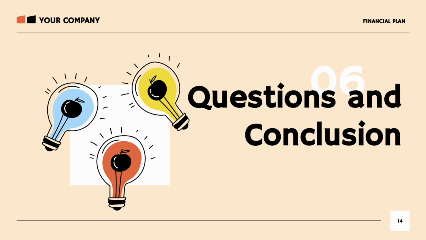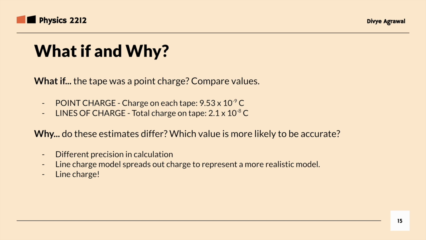Questions and conclusion. So, what if the tape was a point charge? Let's compare values. If the tape was a point charge, then the charge on each tape would be 9.53 times 10 to the negative 9 coulombs. As we have previously discussed, this value may be wrong, as it's not even remotely close to our line of charge model. Our line of charge model shows that the total charge on the tape is 2.1 times 10 to the negative 8 coulombs. And maybe if we did the point charge experiment differently, then our value would be closer, but the estimates would still differ, and that leads to a different question.